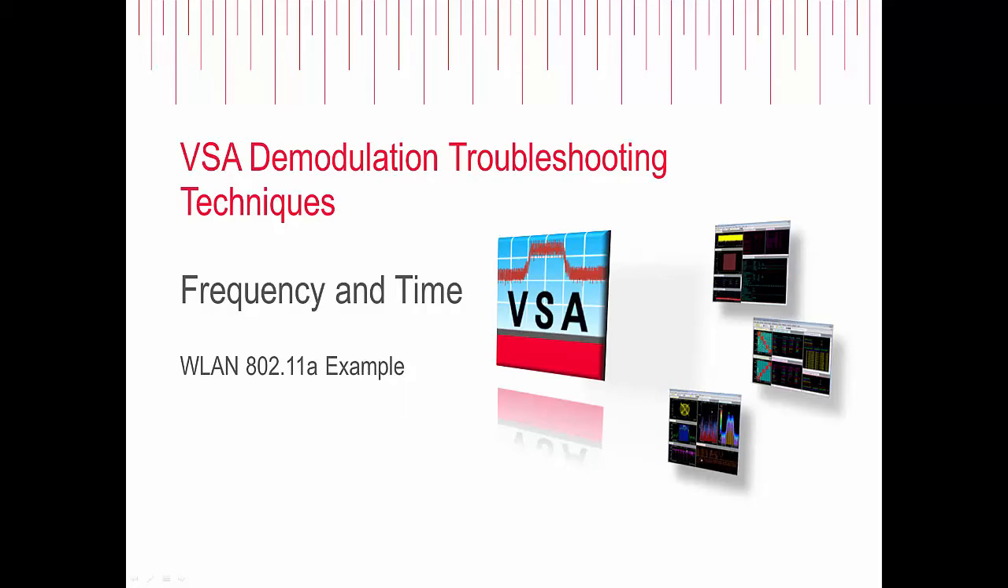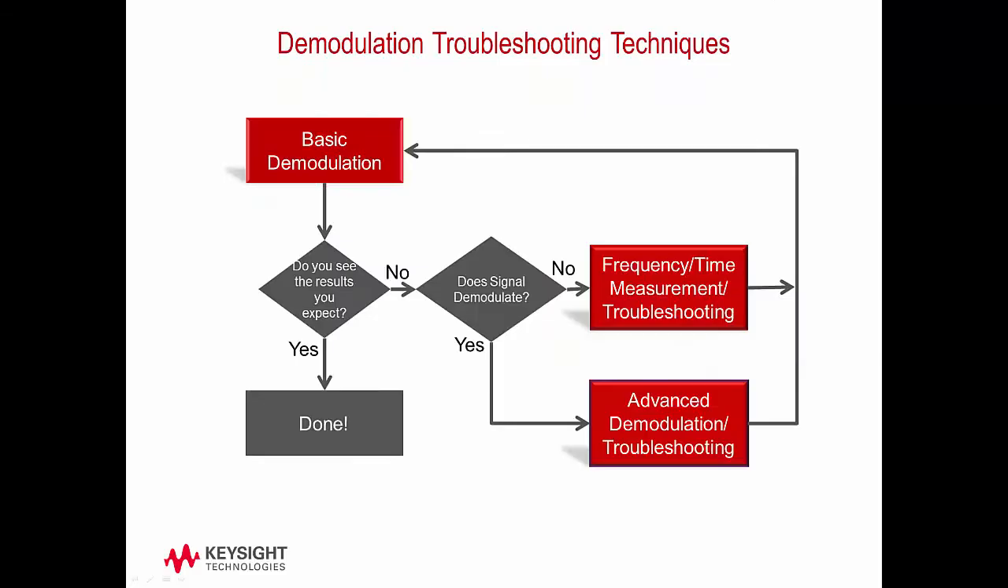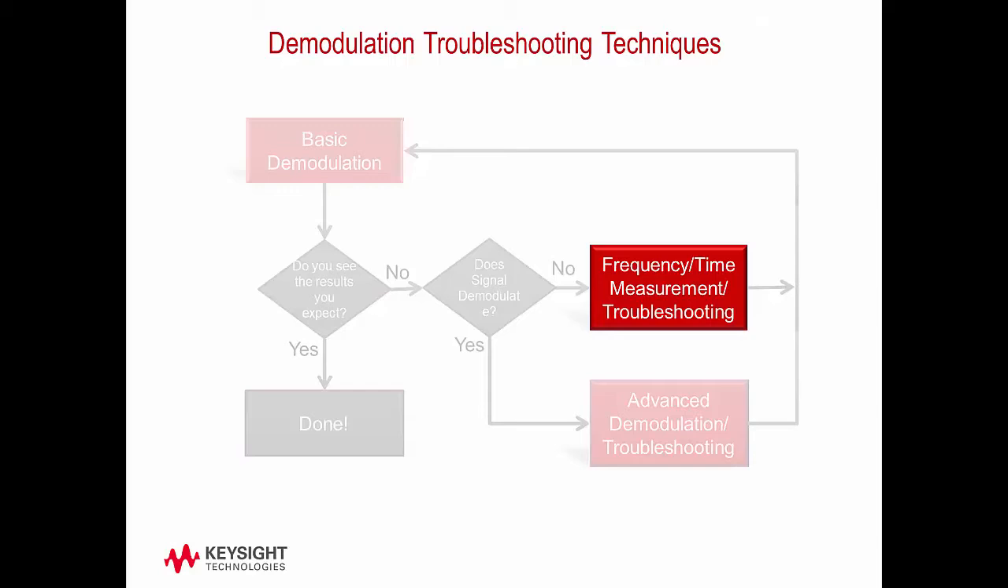In this video, we will be going over an example of troubleshooting a wireless LAN signal that doesn't demodulate properly using Keysight 89600 VSA software. When troubleshooting, there are three key analysis techniques that when put together can form a troubleshooting process as observed in this diagram. In this video, we will be looking at basic frequency and time measurements to make sure there isn't a fundamental problem before attempting advanced troubleshooting.